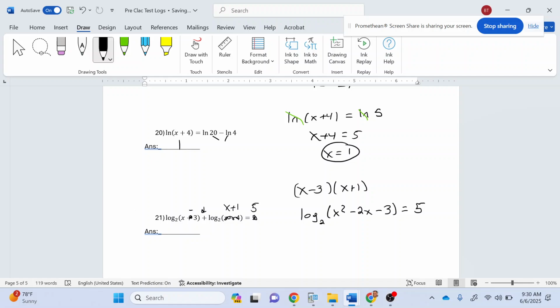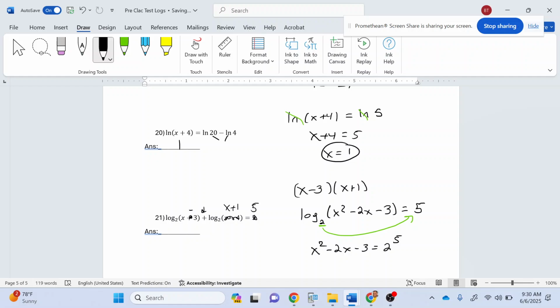Now we're going to take this little 2 and bring it to the other side. If they both had log base 2, I could just cross them out, but they don't. Remember, when you bring a little 2 to the other side, it is an exponential. So x squared minus 2x minus 3 equals 2 to the 5th power. So 2 to the 5th power, 2 times 2 times 2 times 2.